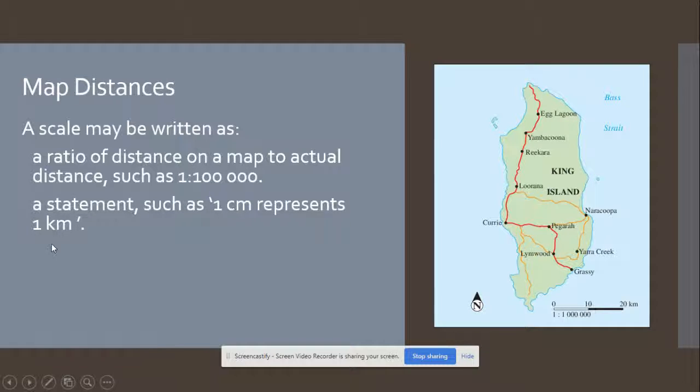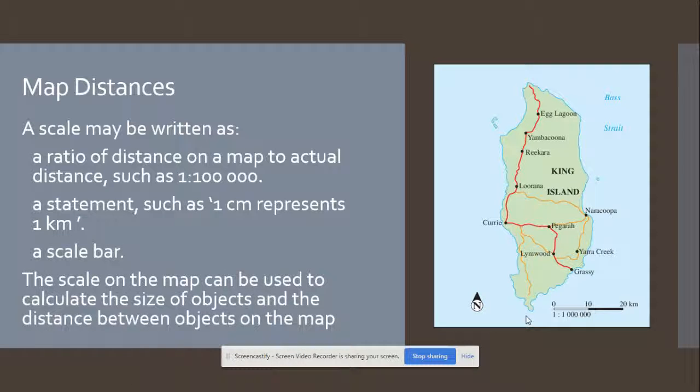Statements such as 1 centimeter represents 1 kilometer. So they will tell you, okay, so over here, 1 centimeter represents 1 kilometer. So if you measure on here 1 centimeter, you know in real life it's actually 1 kilometer.